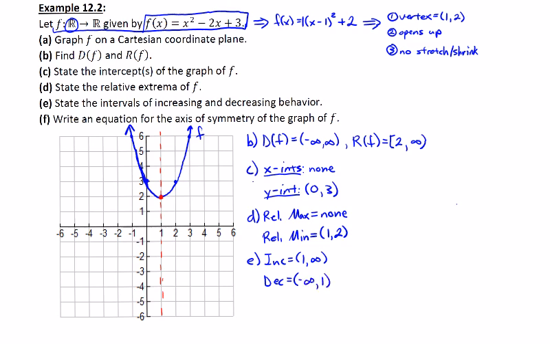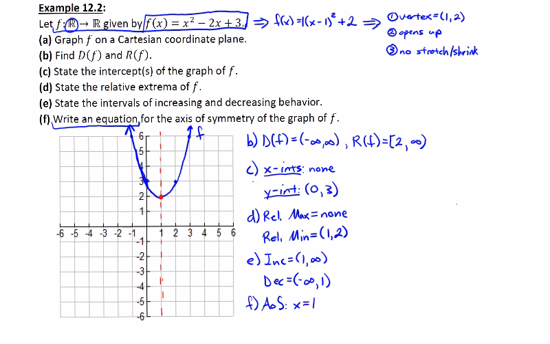And the final part, part F, wants us to write an equation for the axis of symmetry of the graph of f. So I'm going to abbreviate that AOS. And the axis of symmetry is that vertical dashed line, the red one that we have here, and it would take on the equation x equals 1.